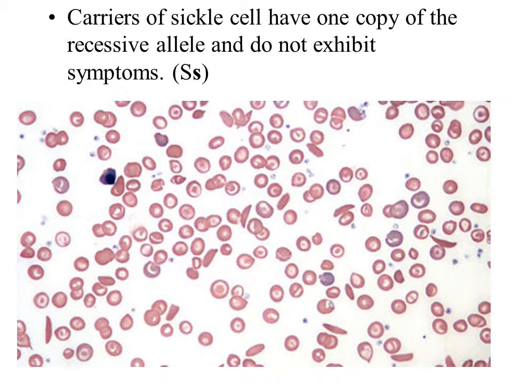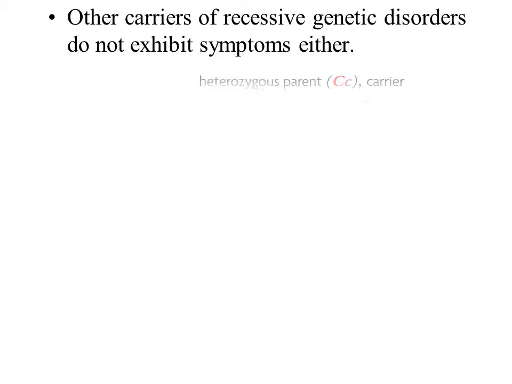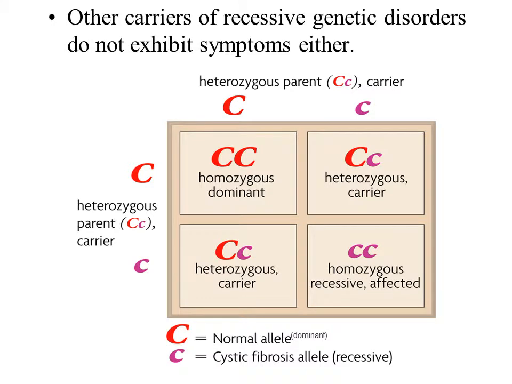In the slide that is provided, the sickle-shaped cells are the damaged red blood cells that are in this blood serum. So a carrier would be a heterozygous individual. Other carriers of recessive genetic disorders do not exhibit symptoms either.